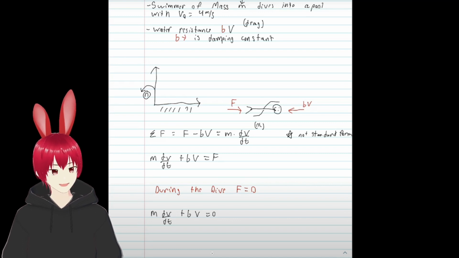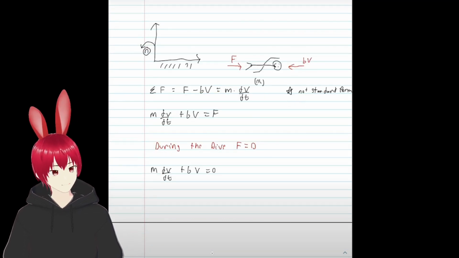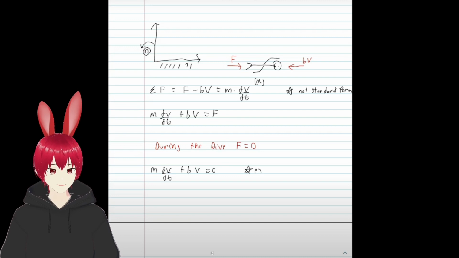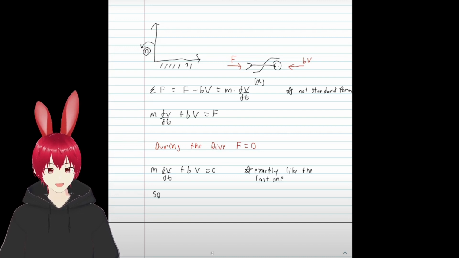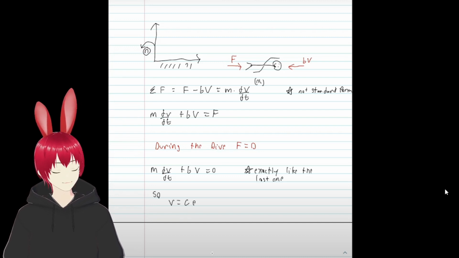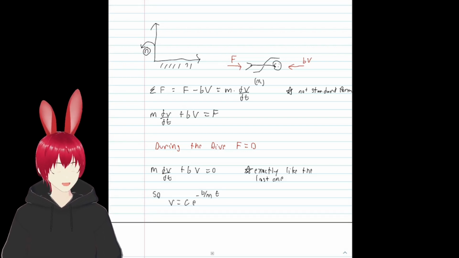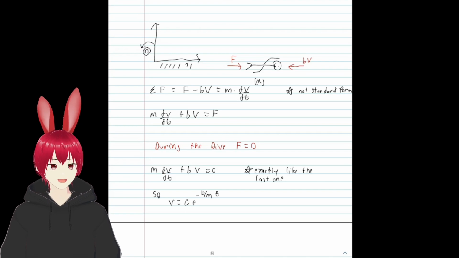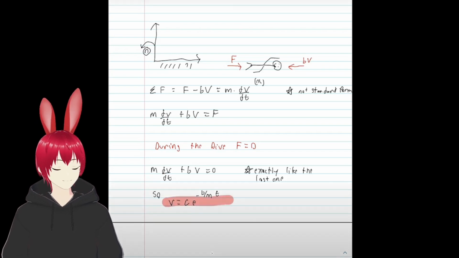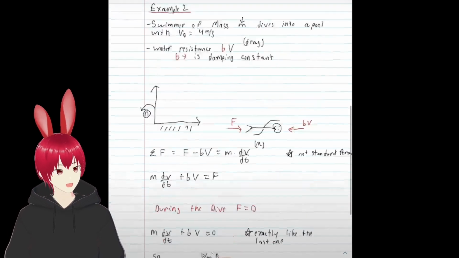We can use the exact same principles that we reviewed in the previous example. So we can find that our velocity equation is equal to C times e to the power of negative b over m times t. And that is our answer for the velocity.